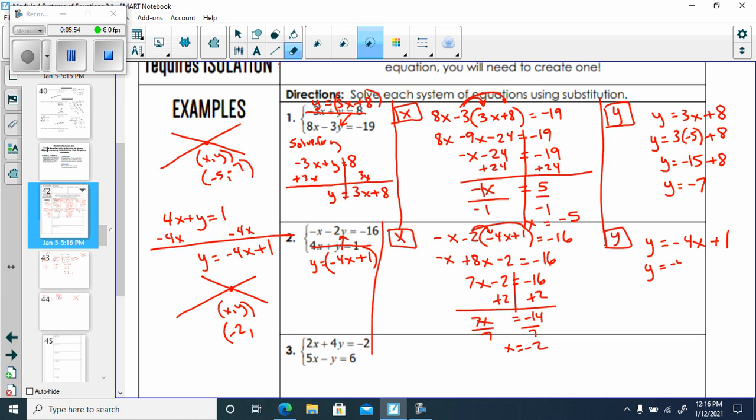Y is equal to negative 4 times our negative 2 plus 1. Negative 4 times negative 2 is 8, plus 1. Y would be equal to 9. Did I get all the positives and negatives right here? Negative 4, that's 7. Yeah, I think I did. Negative 2, 9. Okay? Simple enough? All right, we're going to stop there because we're not going to use this part of it very much.